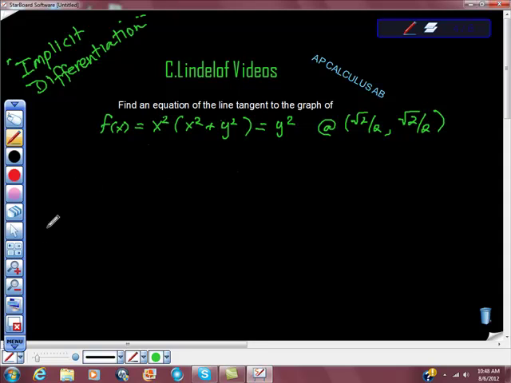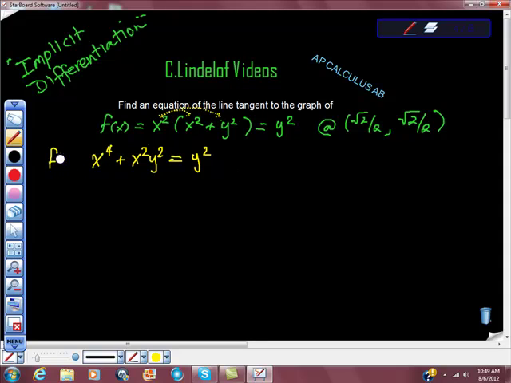What I'm going to start doing now is an algebraic simplification first, if you don't mind. All I'm going to do is distribute this x squared to here and here, to make sure that I am doing this in the simplest way possible. That gives me that f of x is equal to x to the fourth plus x squared y squared is equal to y squared. And I'm going to go ahead and take the derivative of this whole thing. That's my big plan here.